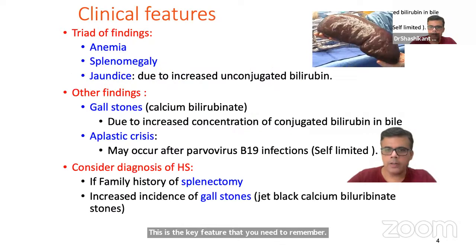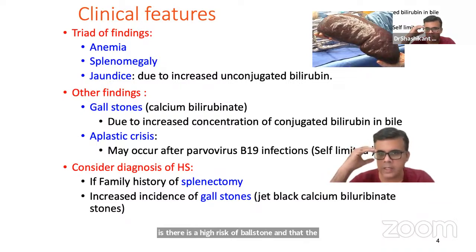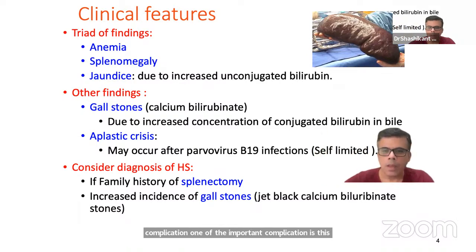And clinical features, huge splenomegaly will be seen, as we discussed already. Jaundice, there is a high risk of gallstone, and one of the complications is aplastic crisis. Aplastic crisis is generally due to superimposed parvovirus B19 infection, which is generally a self-limited infection. It can lead to either a transient crisis with red cell aplasia, or cause complete pancytopenia as well. So treatment may be splenectomy, which is important.